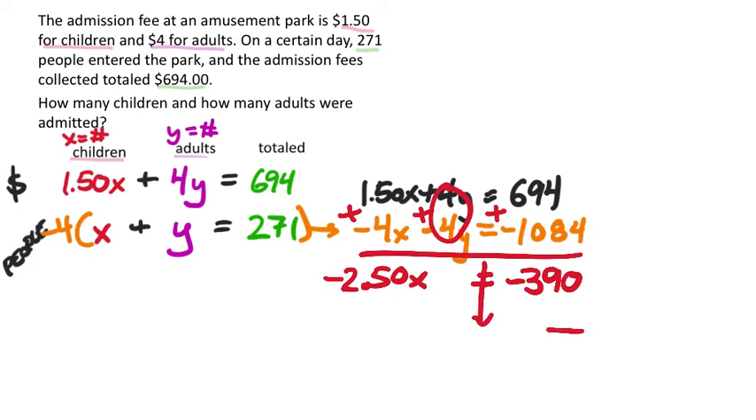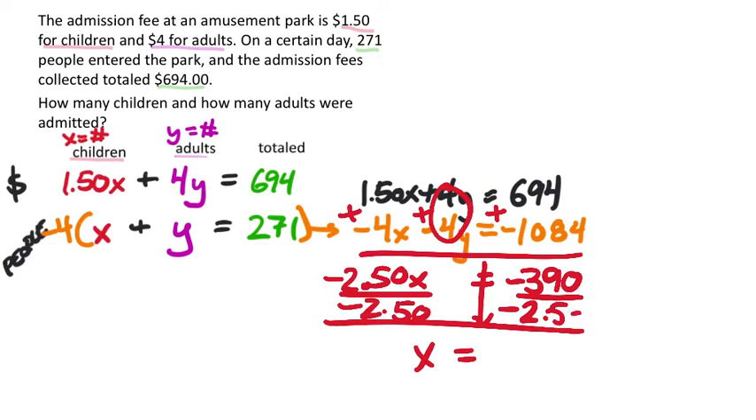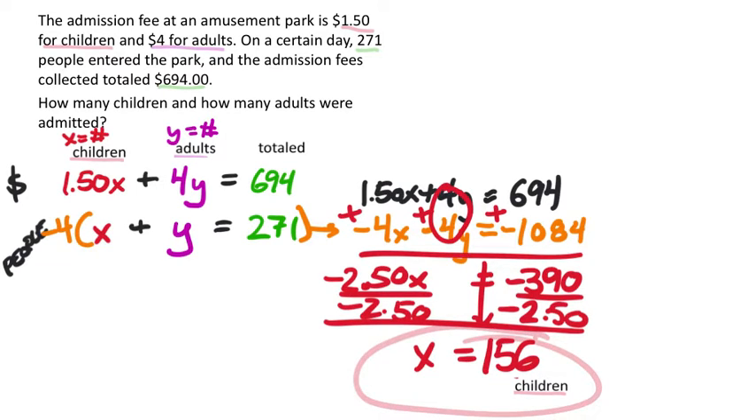Now that I have this new equation in red, I can solve for x pretty easily just by dividing both sides by negative 2.50. Yes, it is a principle of equality, so if you do it to one side, you must do it to the other side as well. When I do that, I get 156 as my x value. Based on what we see up here, x is the number of children, so that would be 156 children as the actual answer. I'll just circle that in there.